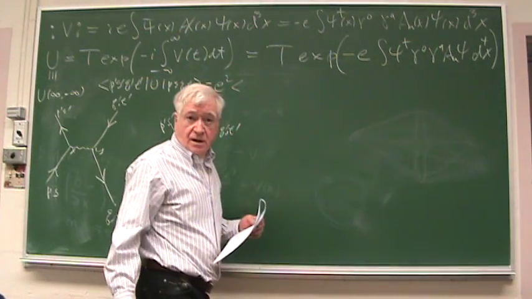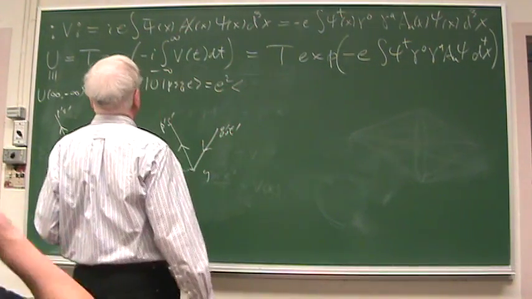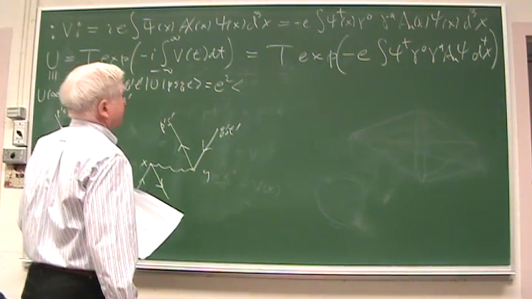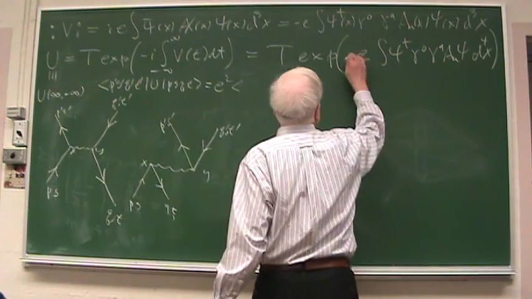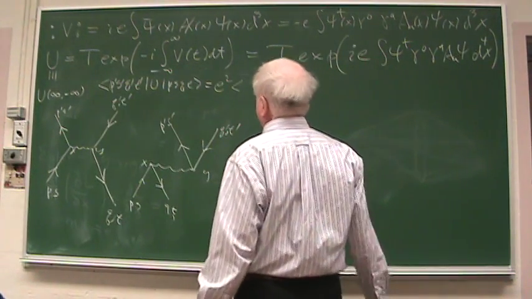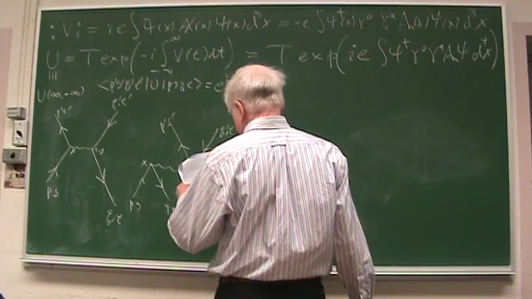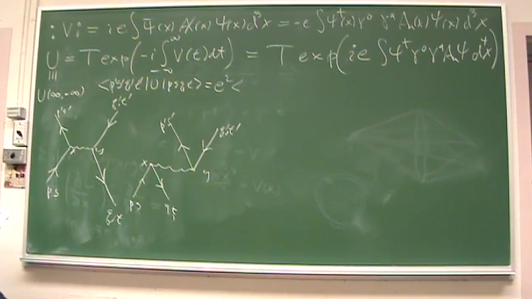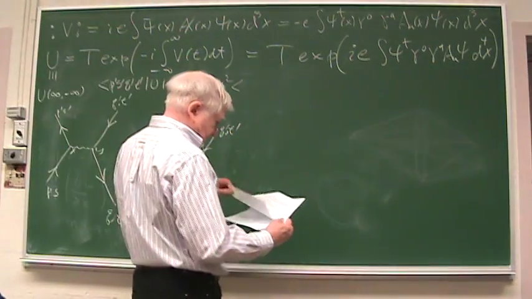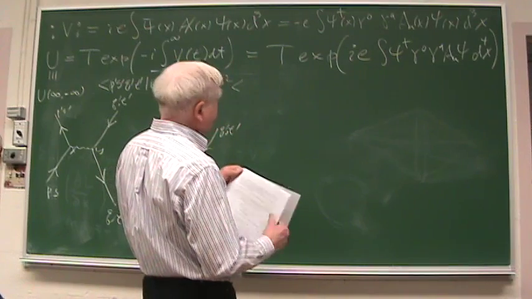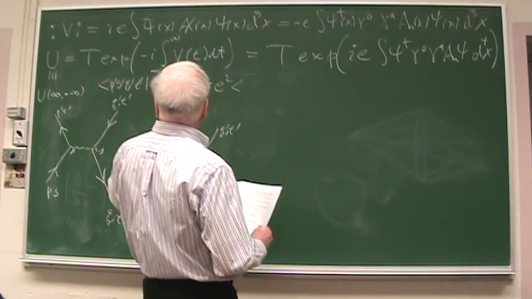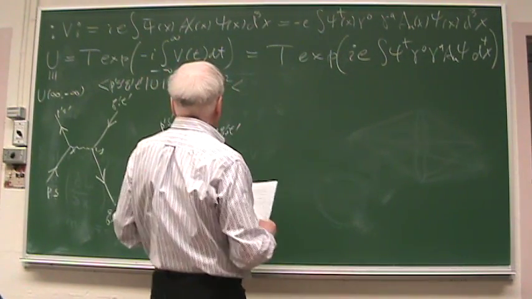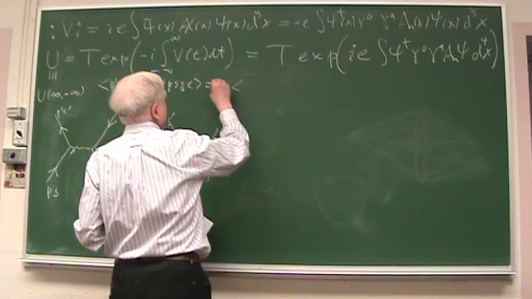But then, so your u is T e to the minus i integral of V of t. You're right. That's really good, because I was always searching for that i when I was writing this up, and I think I missed that i. So you have minus i times this, times minus e, i e. So this then actually is a minus e squared.